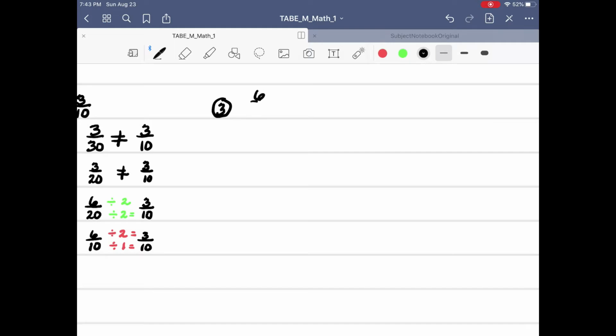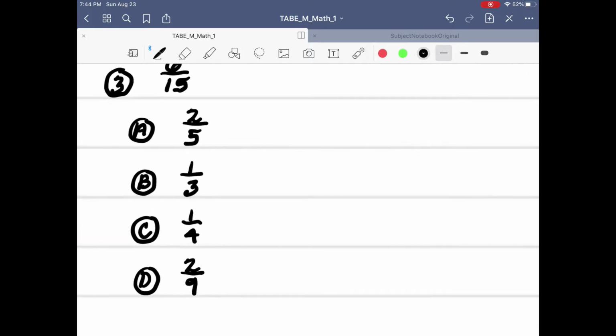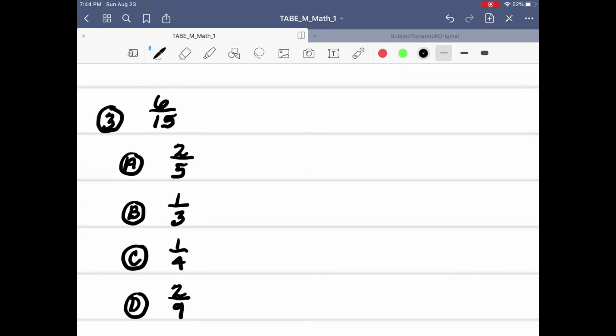So let's try them. And I think this time I'll go ahead and keep my pattern. 6/15 is the one we're comparing to. Our first choice is 2/5. Our second choice is 1/3. Our third choice is 1/4. And our fourth choice is 2/9. And immediately I like A because that 15 and 5 are in the same family.